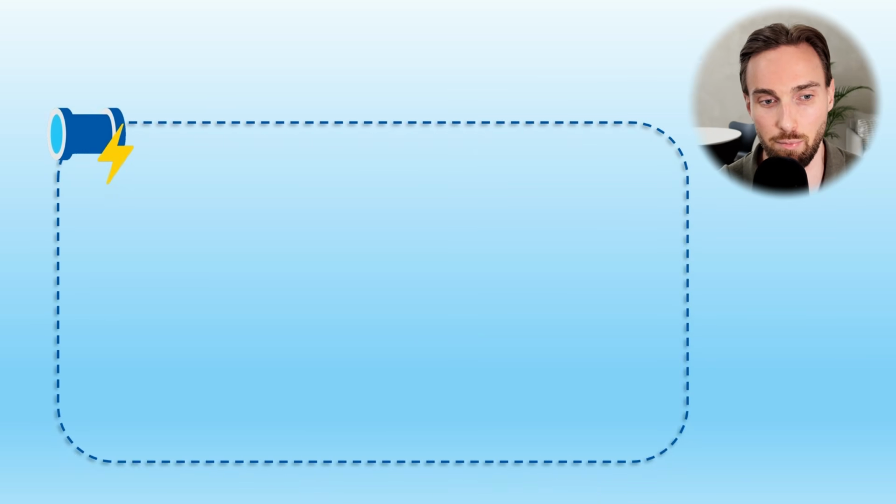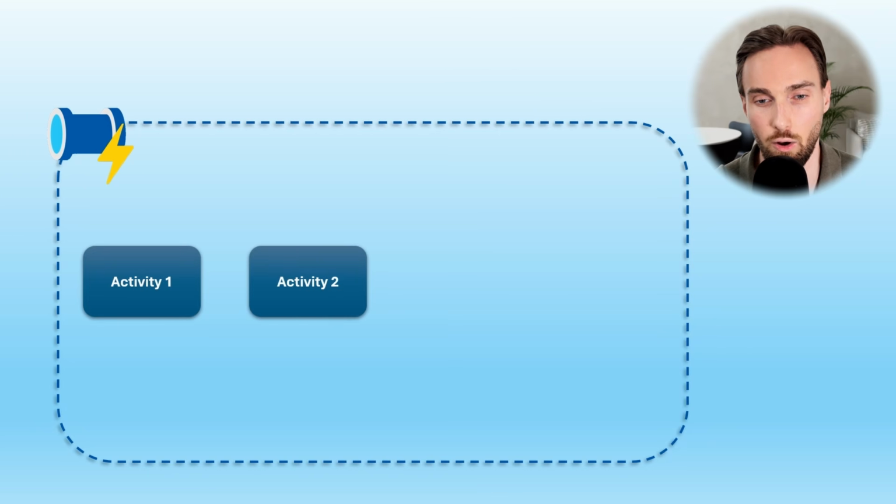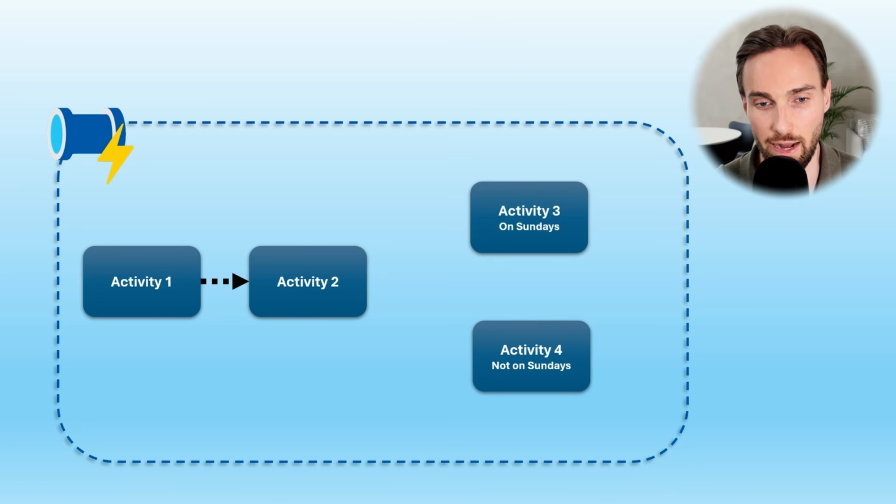First, we can imagine a situation where we have a data pipeline in Microsoft Fabric. In that pipeline, we have one activity followed by another activity. However, after our second activity, our pipeline's logical flow splits, and then we have two more activities, activity 3 and activity 4. We don't want these activities to run at the same time, and we would like to run activity 3 on Sundays and activity 4 every other day than Sundays. How could we achieve this in a data pipeline?